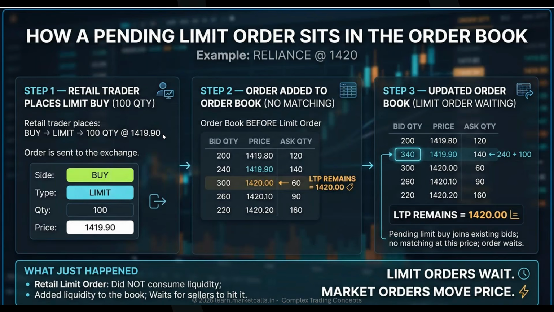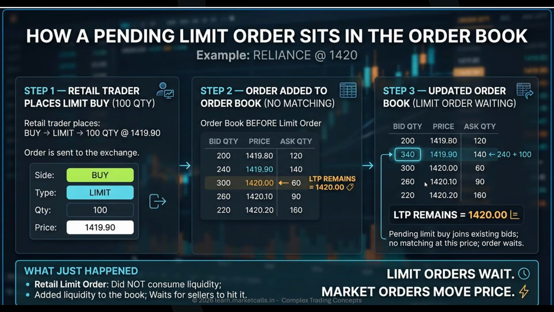Whereas if I am submitting a limit order, let's say I'm a retail trader submitting 100 quantity of limit order at 1419. Before submitting, this is how my order book looks. But once my order is submitted, my 100 quantity will get added, but my LTP remains. If no trade is happening and I'm only sending my limit order, and you take a camera and photograph the order book at that instant, the order book will show my 100 quantity added up. So my 140 will become 240 over here because my new quantity got added, right?